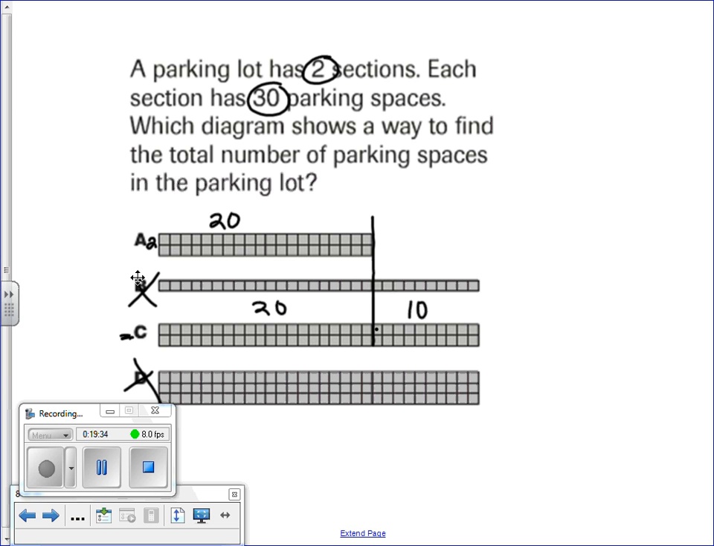Nice work. Bonus, who can find the total number of spaces in the parking lot? The question is only asking us to select the correct diagram. Who can find, oh look, I just made an area model, didn't I? Well, isn't that handy? Let's use this area model that I just made. 2 times 20 and 2 times 10. Find the product of 2 times 20. Tell me what it is. Isabella? 40. And find the product of 2 times 10. 2 times 10, Mia? 20. And now add 40 plus 20, and we get? Great.